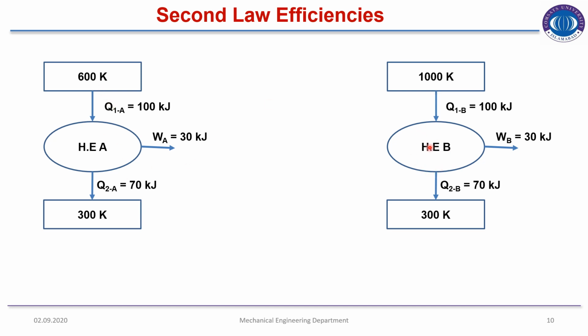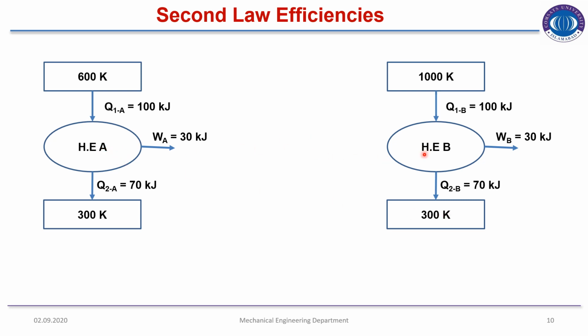For heat engine B, the source temperature is 1000 Kelvin, whereas for heat engine A it was 600. The same amount of heat, 100 kilojoules, is absorbed from the source into heat engine B, and 30 kilojoules of work is produced by heat engine B, and 70 kilojoules, the same amount as for A, is rejected into the sink, which is also at 300 Kelvin.